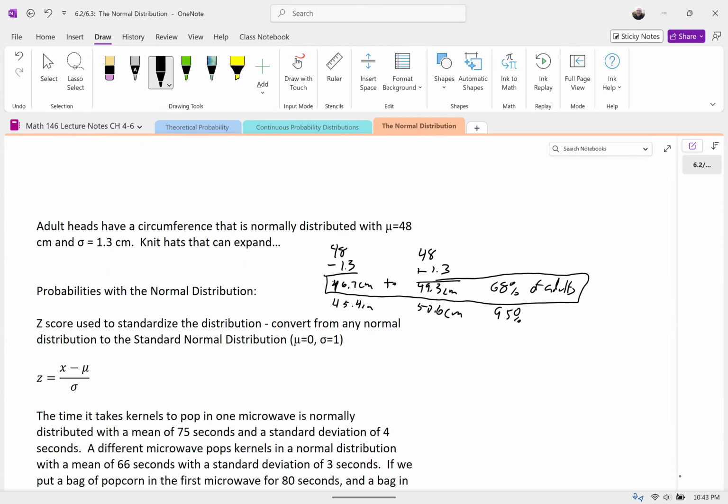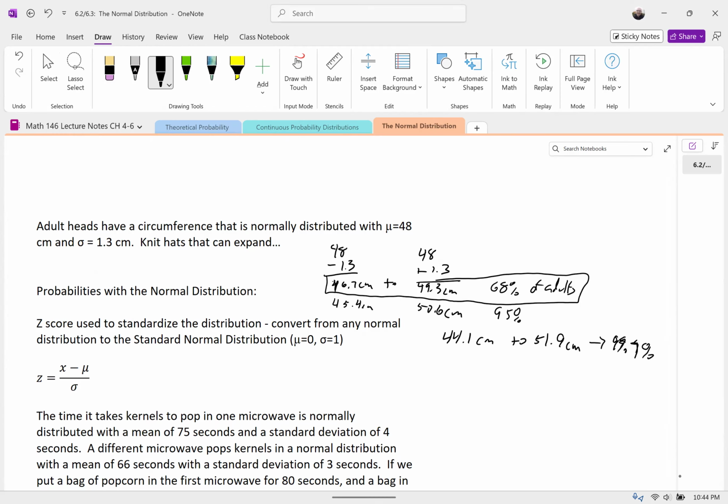If I go one more, to 44.1 centimeters to 51.9 centimeters, then I should get 99.7% of our population. I don't know at what point we can call it one size fits all, but it doesn't quite fit all. But if I can get it to stretch from 44.1 centimeters to 51.9 centimeters, I will fit nearly everybody.